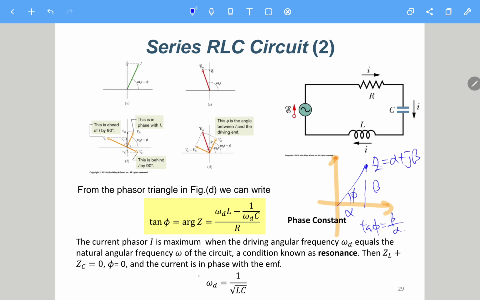And here, as I mentioned, this omega d wouldn't change. For the previous case, if we don't have a source, then the natural frequency will be slightly smaller than this 1 over square root of LC. But here, as I mentioned, this is a linear system. If we have a sinusoidal input, the output should have the same frequency. So here, the omega d doesn't change at all.